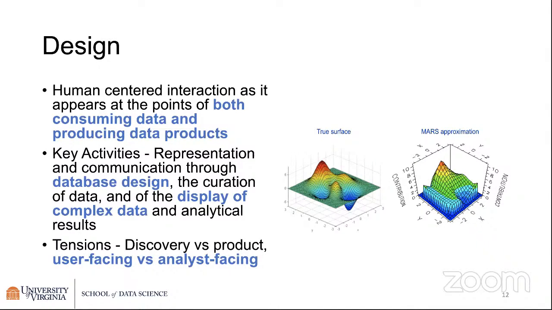Tensions: discovery versus product. This is a major tension. User-facing versus analyst-facing. Another tension. Is it something that the analyst understands and gets, but the user has no clue, the sponsor, the clients, they've got no clue what you're talking about. These kinds of tensions exist within the design component, and they're things that we're aware of. Once we make them explicit and we're aware of them, we can take actions and deal with them.